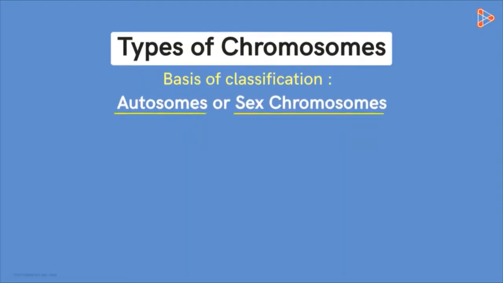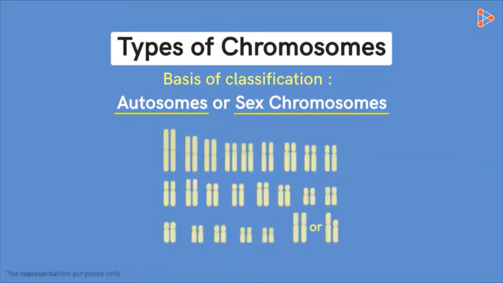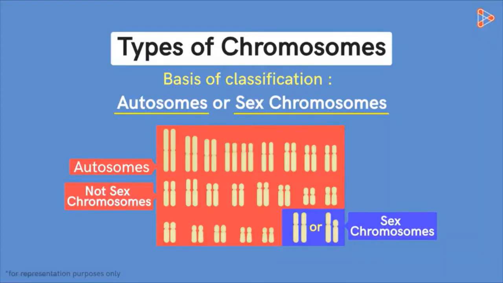Now what could these be? This is a representative image of a typical human karyotype. The chromosomes that pair from 1 to 22 are called autosomes. That is, they are not the sex chromosomes. To be precise, they have no function to do with the sex of the individual. The last pair, however, determines the sex of the person.